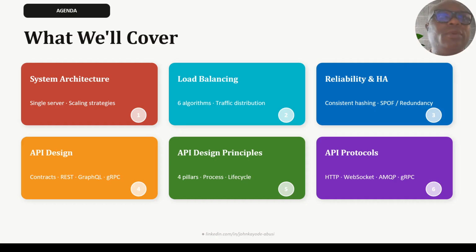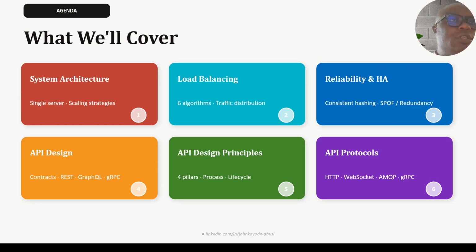Let's have an agenda. One is system architecture. We take a look at what we call single server architecture and scaling, how we can scale that. I will look into load balancing, the 6 algorithms within load balancing technology, and traffic distribution. I'll move to reliability and high availability. We'll talk about consistent hashing, single point of failure, and redundancy.